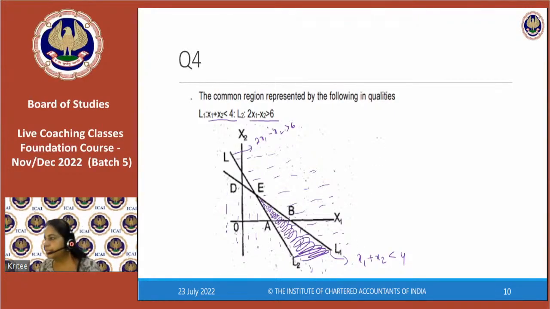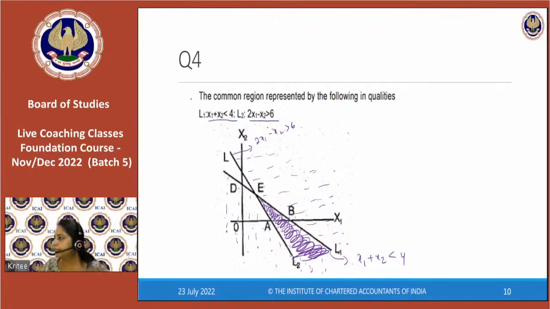So the options that were given in the question were like this: OAED, DEL, BEA. So BEA is the common region that is lying between them. This is how we identify.